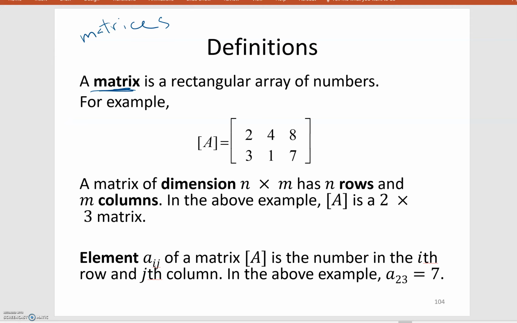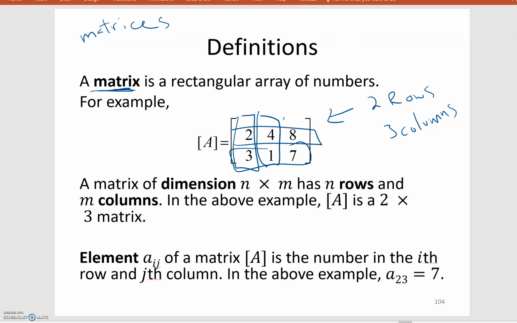But as you can see, this matrix has a total of 6 numbers in it. It has 2 rows and 3 columns. Right, so there's my row 1, there's my row 2, there's column 1, column 2, column 3.